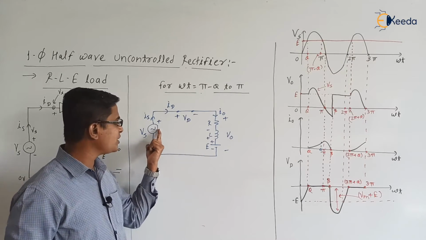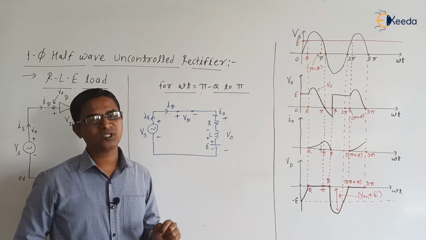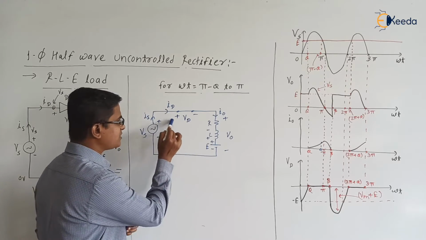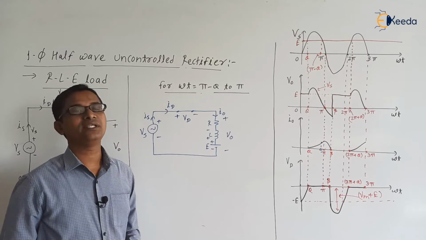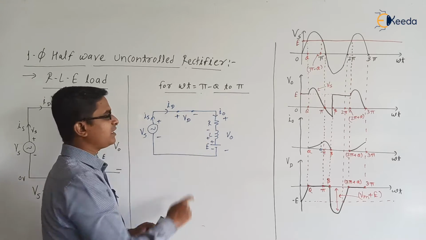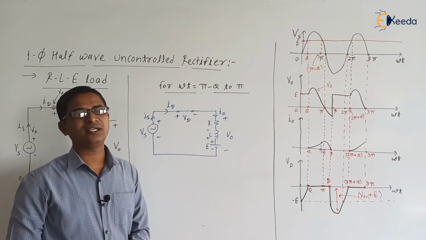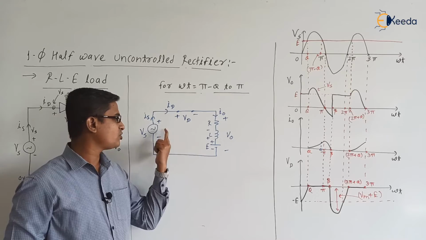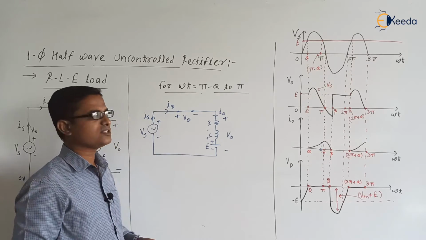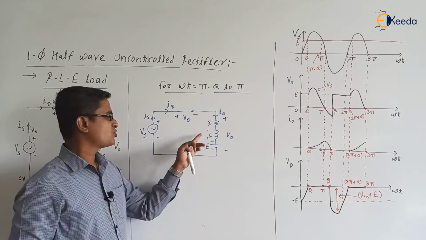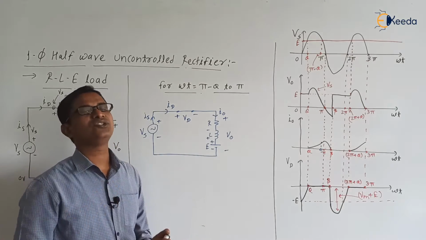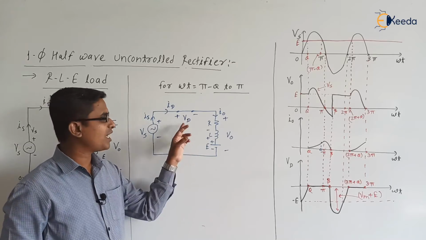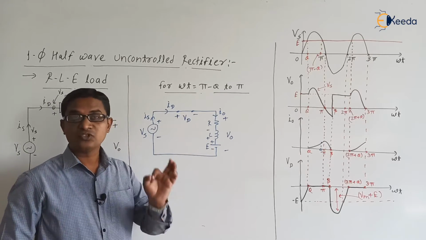And this Vs will be assisting the inductor, yes or no? The inductor is trying to circulate current in the clockwise direction, and Vs is also trying to circulate current in the clockwise direction. So during this interval, Vs and the voltage across the inductor, VL, are assisting each other. So the resultant voltage will be greater than the EMF, and the diode will be in the conduction mode only. Please be careful.